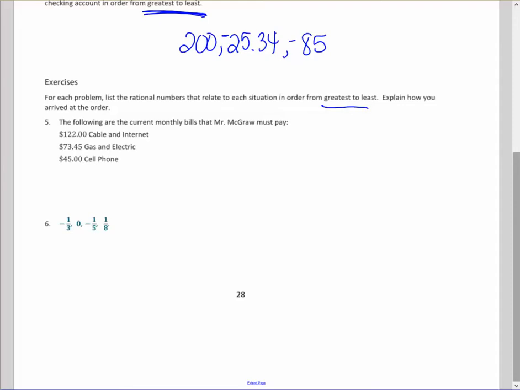Okay, so we want greatest to least. So, again, we're noticing immediately here that we've got negative 1/3, 0, negative 1/5, and 1/8. I'm writing this a little bigger because it's really difficult to see. We have 3 different denominators, so we're going to get the same denominator. Or we can change them to decimals.